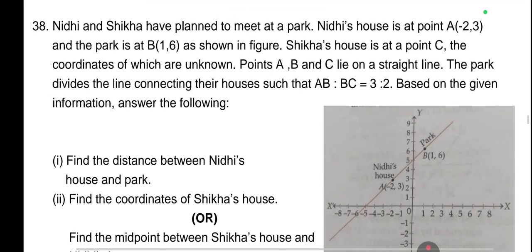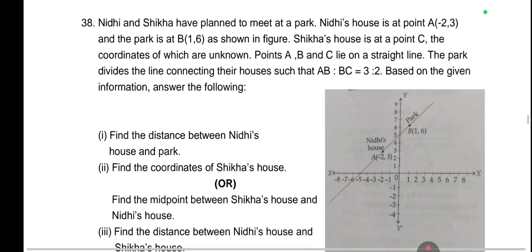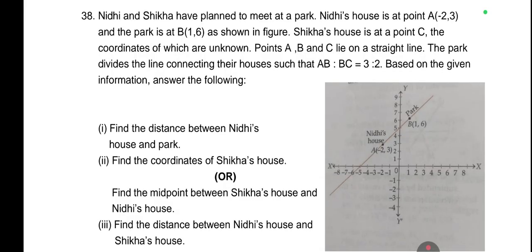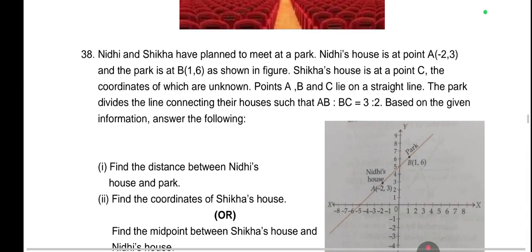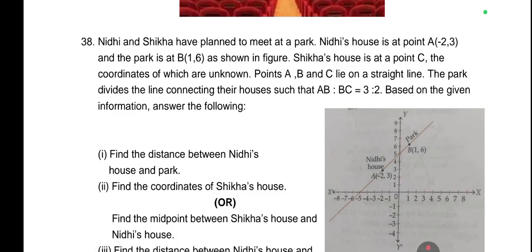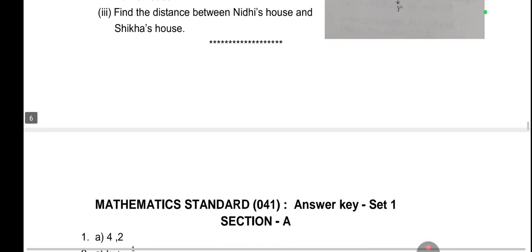Next, coordinate geometry, again an expected question only. This type, the ratio they have given, AB is to BC is 3 is to 2. Distance between Nidhi's house and park, that was easier. Then coordinates of Shika's house. Then midpoint between them. Distance between Nidhi and Shika's house. So you want to find Shika's house by ratio, am I correct? Section formula, and you have to go for it.